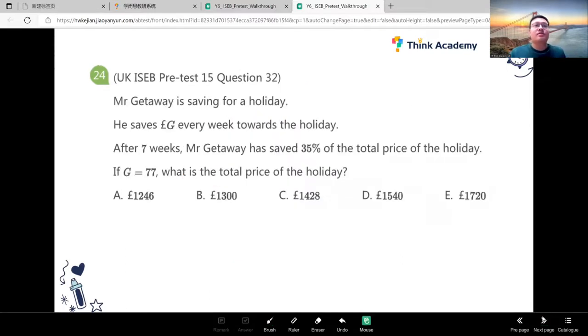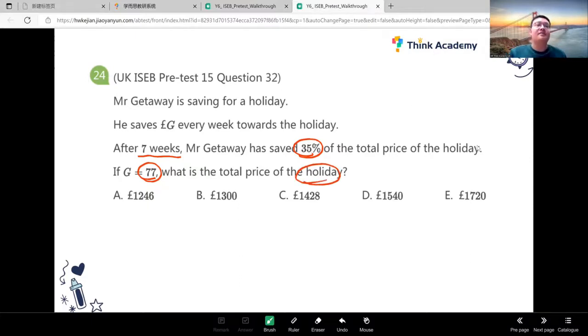Okay, next question. Question number 24. Mr. Gateway is saving for a holiday. He saves £G every week towards the holiday. After 7 weeks, Mr. Gateway has saved 35% of the total price of the holiday. If G equals 77, what is the total price of the holiday?